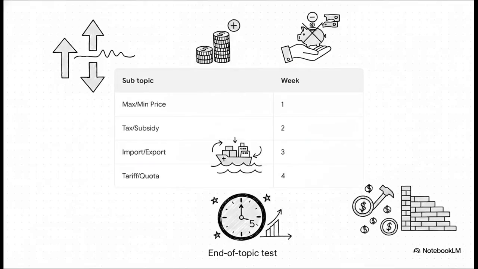During the first 4 weeks, you're getting equipped to analyze government interventions. Think maximum and minimum pricing, taxes, subsidies, tariffs, quotas, the whole 9 yards. It's highly practical stuff, and it culminates in a crucial end-of-topic test in week 5. But don't stress, all that preparation is going to pay off.